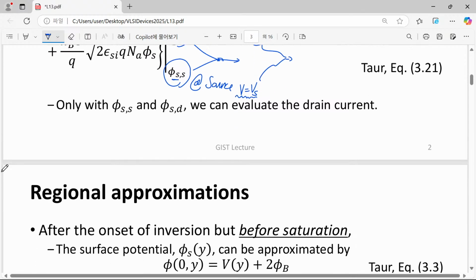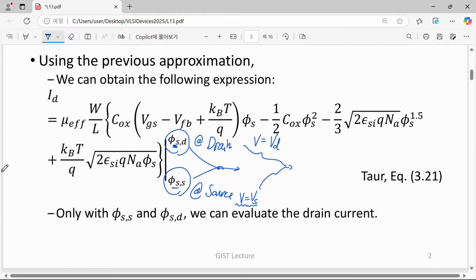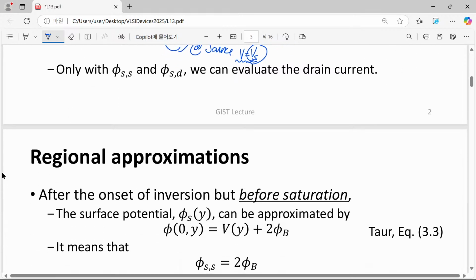However, people even try to avoid the solution procedure to calculate surface potential. They wanted to directly use only the drain and source voltages. They wanted to avoid solving a non-linear equation as much as possible. That's the reason why, from now on, we will study some regional approximations.